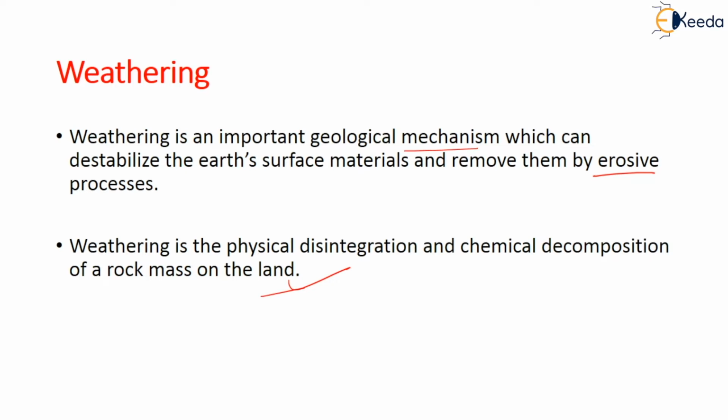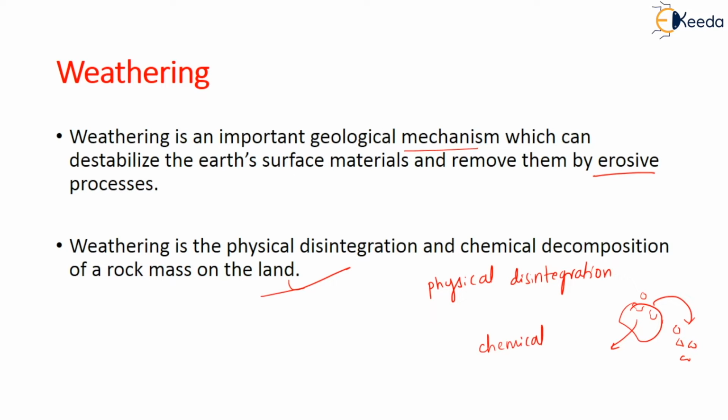This is very important. It is the physical disintegration. If you take a rock, due to weathering, it is broken down into small masses and it is disintegrated, and these masses are flown out. And also chemically, the structure is decomposed. Chemical decomposition takes place. So physically it changes and also it changes chemically.